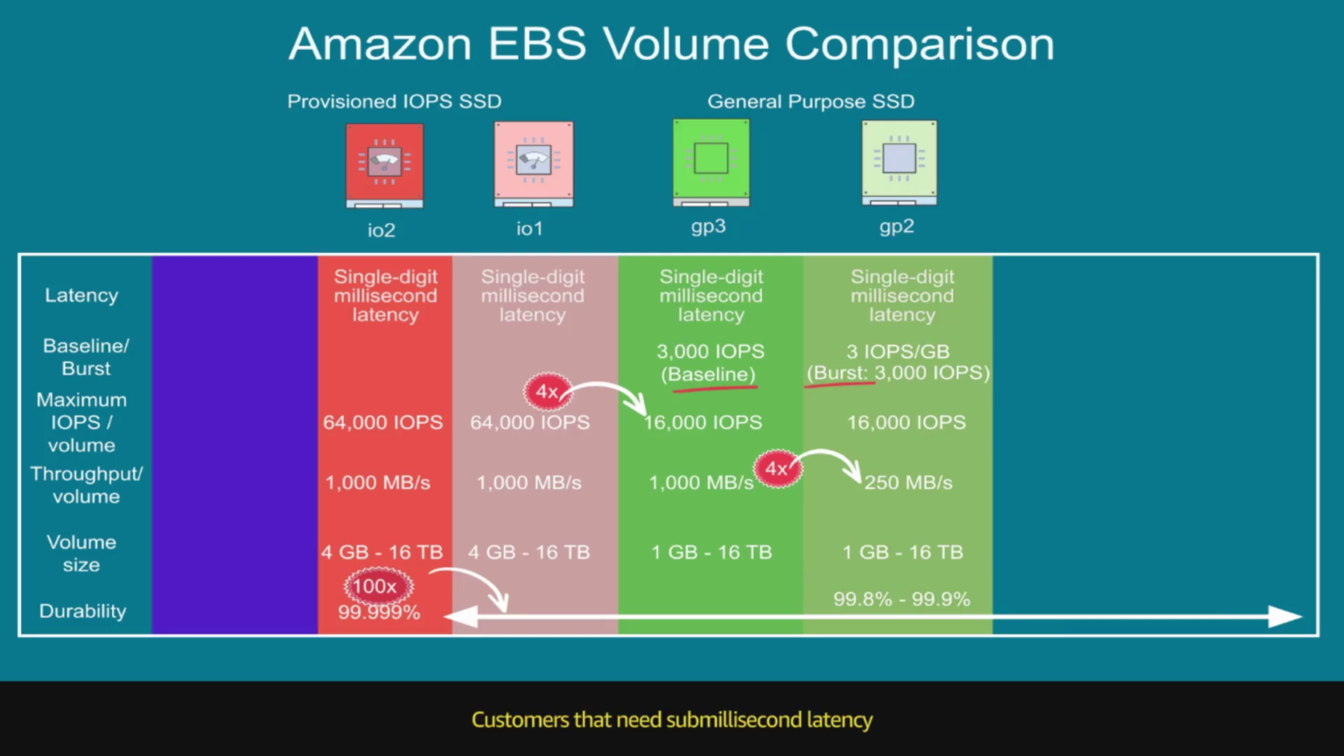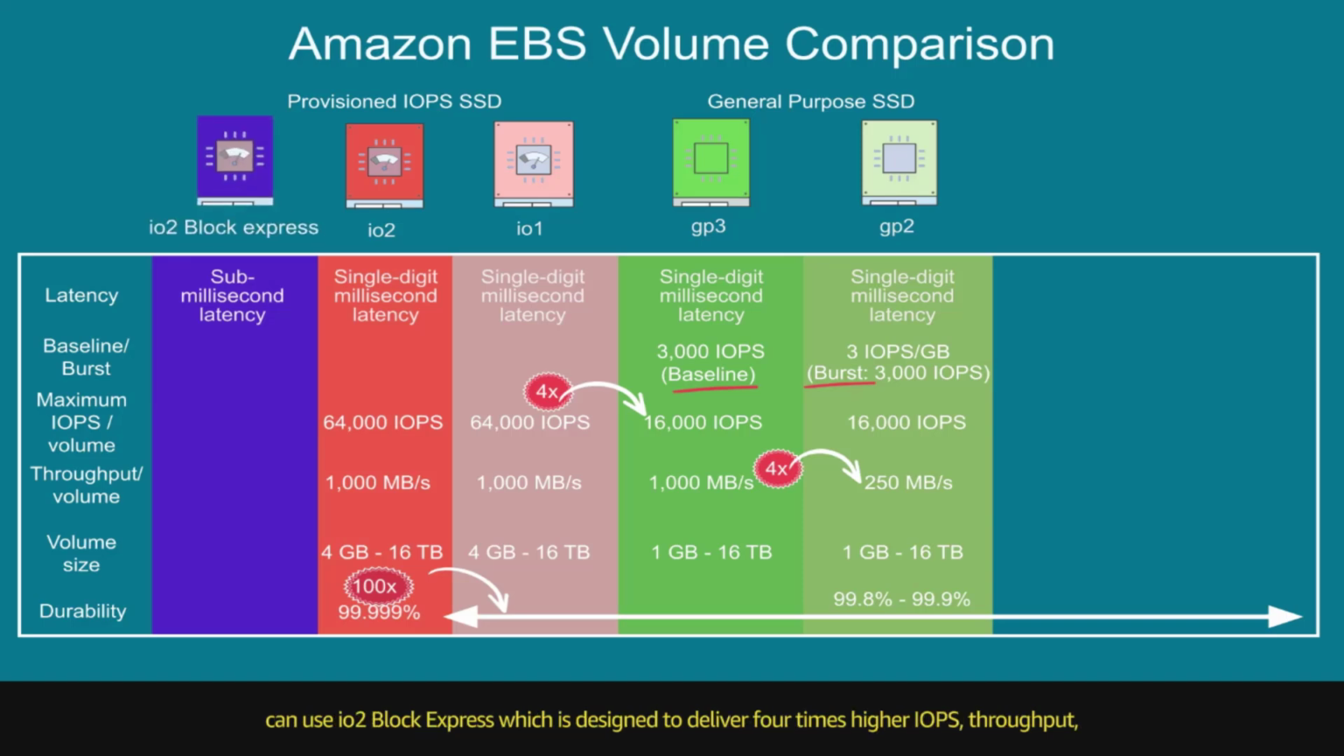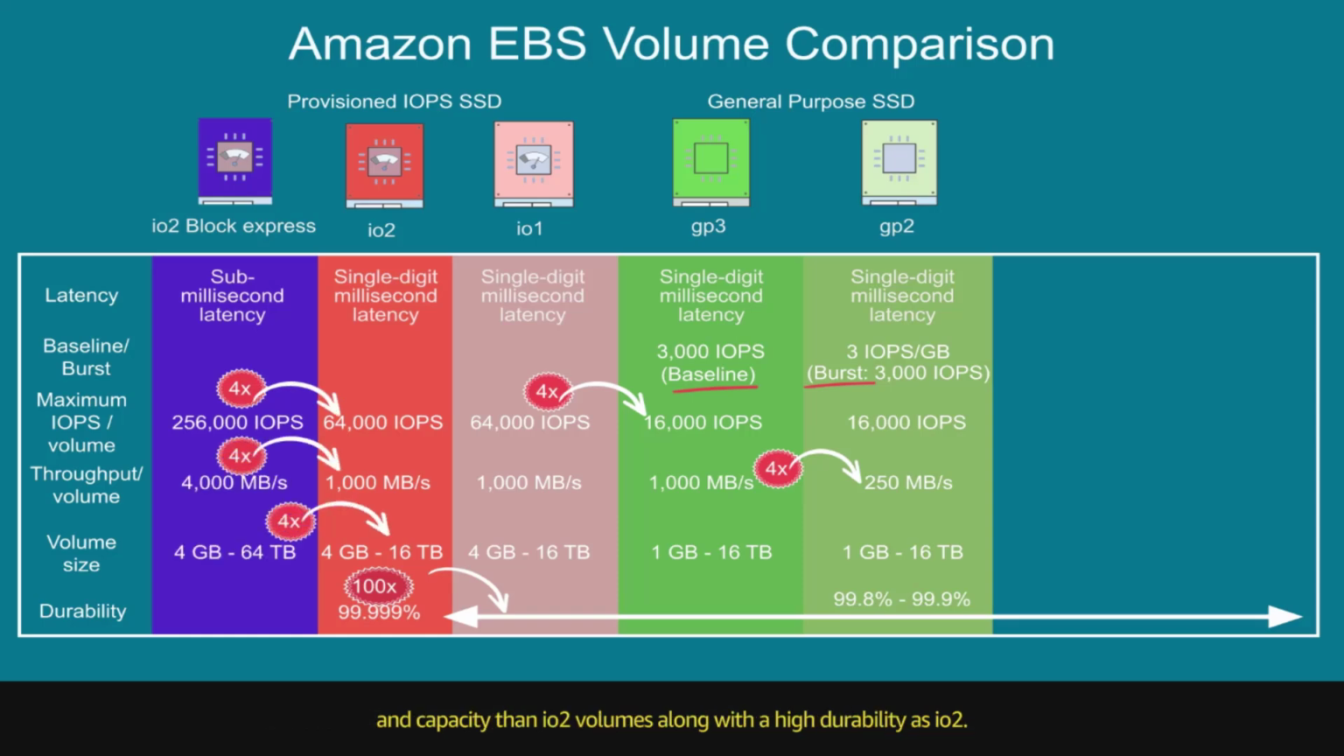volume types. Customers that need sub-millisecond latency, or need to go beyond the current single-volume peak performance and throughput, can use IO2 Block Express, which is designed to deliver 4 times higher IOPS, throughput, and capacity than IO2 volumes, along with the same high durability as IO2.